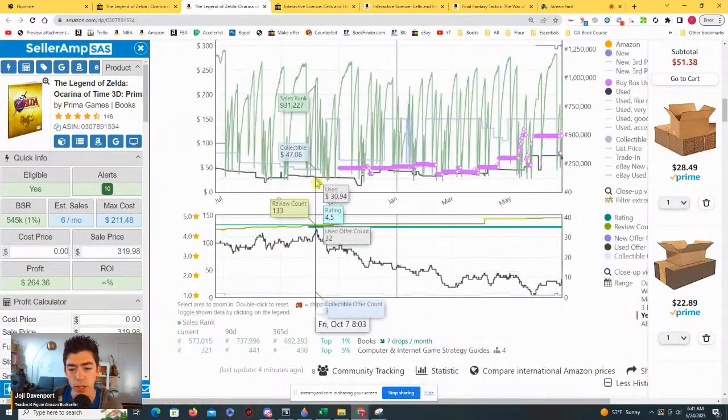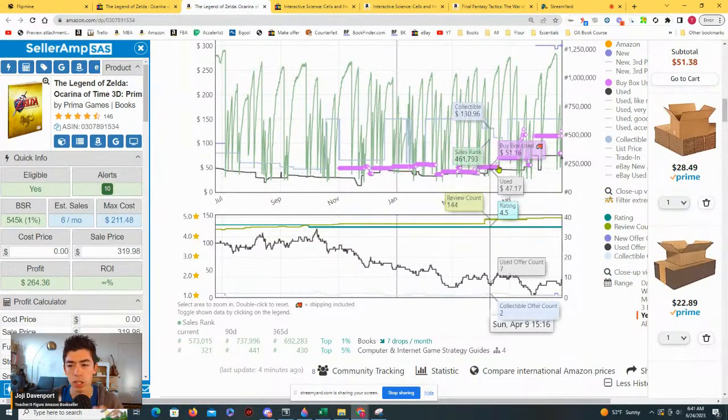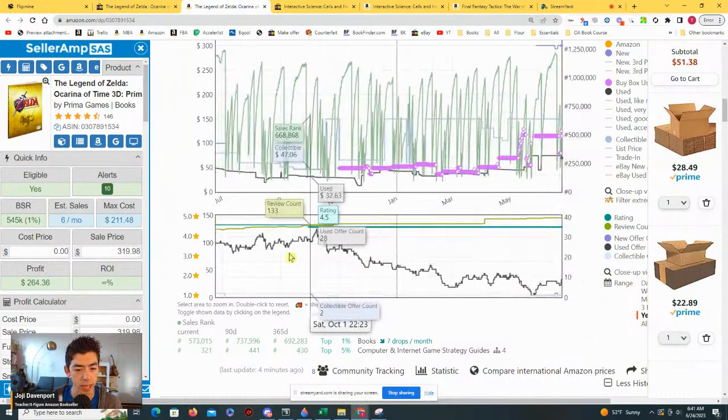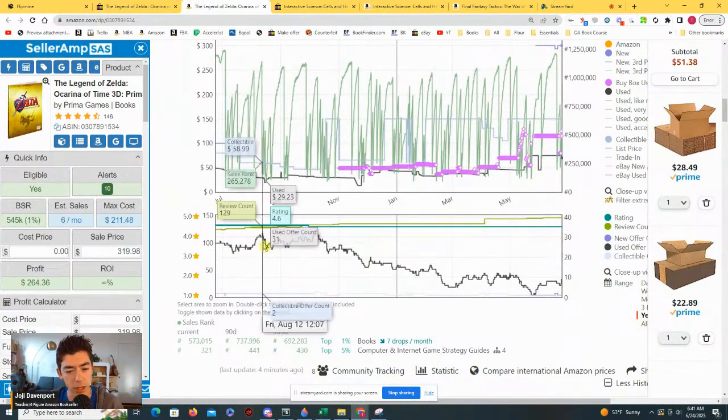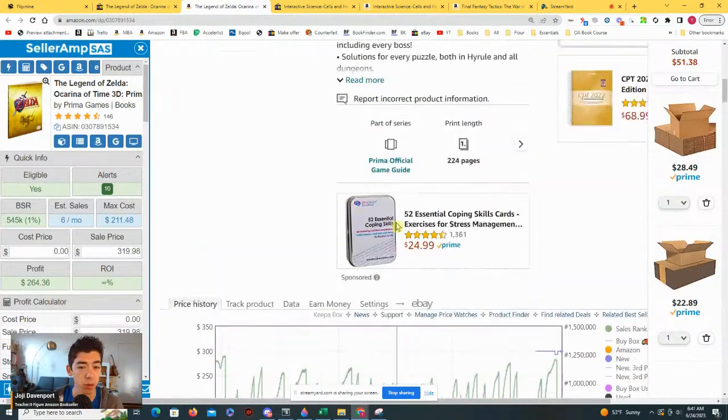Again, same thing with this book. Generally, this game guide is worth probably in the 30 to 50 range, but it is a little bit higher again because of that offer count. Look, back here in the beginning of the year, we're a lot higher. We were right around 25 to 30 in the offer count. Now you can see we're much lower.